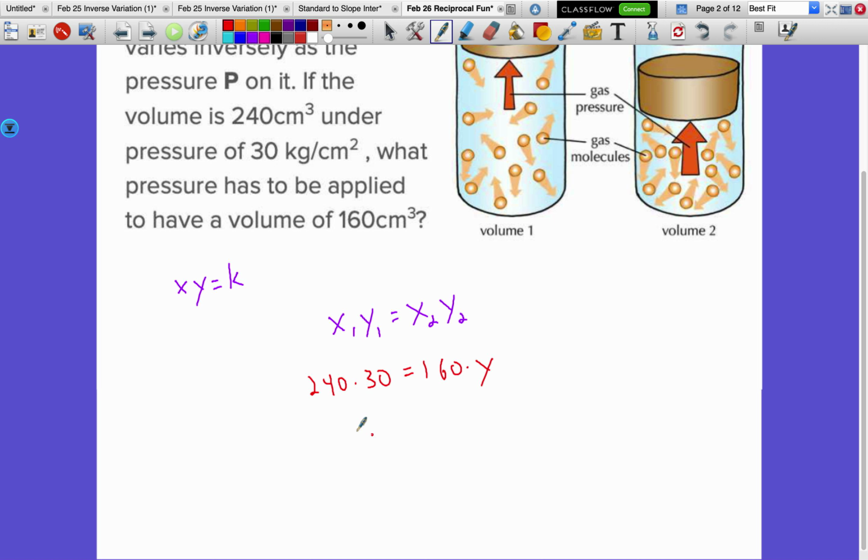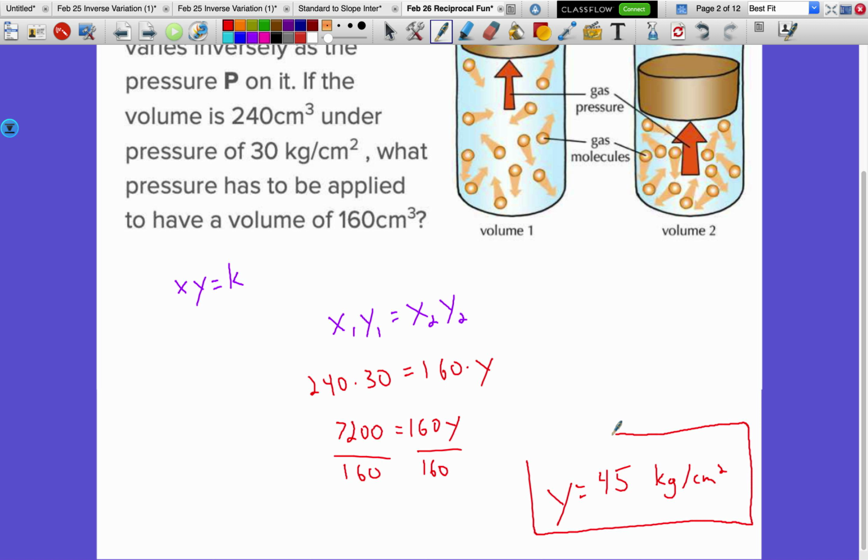7,200 equals 160y. Divide both sides by 160. 7,200 divided by 160 equals 45. So y equals 45. And then this is a pressure. We can go look at the other unit for pressure, kilograms per square centimeter. All right, and I think it should make sense that by applying a greater pressure, we were able to reduce the volume.